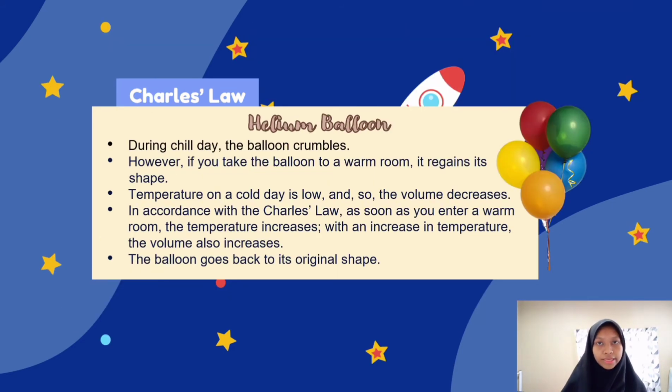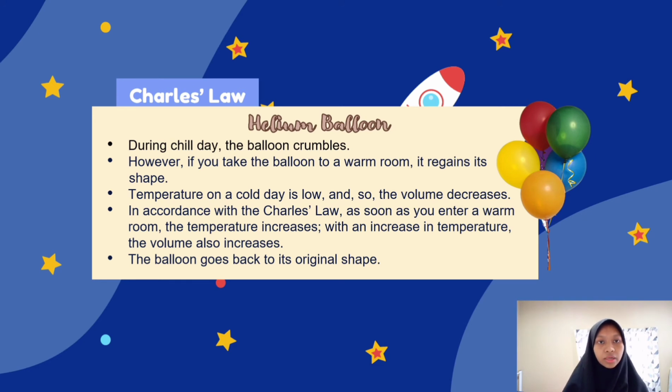The second one is Charles' law. One example of Charles' law is a helium balloon. If you have had a chance to go out on a chilly day, you might have noticed that the balloon crumples. However, if you take the balloon to a warm room, it will regain its shape. Why does this happen? This happens because the temperature on a cold day is low, and so the volume decreases.